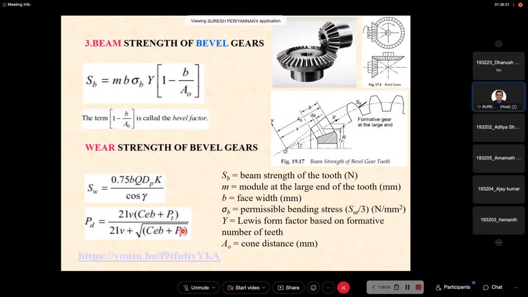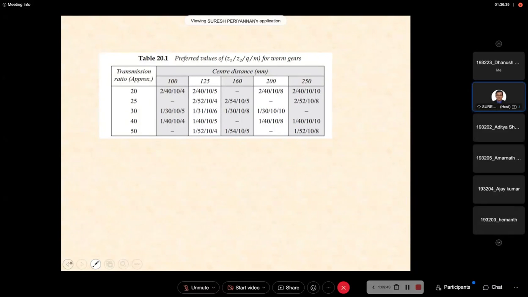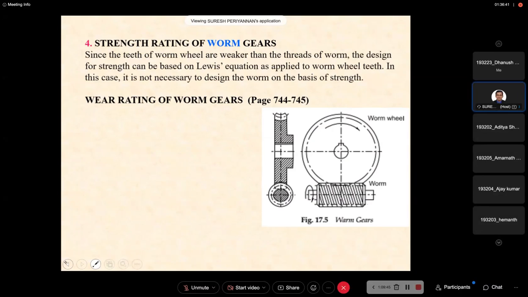This is the formula, just remember it and see the problems in your book. I'm not going to discuss this further. And this is the worm gear. Worm gear is very simple. Just go through your book, Bandari book, pages 744 to 745.